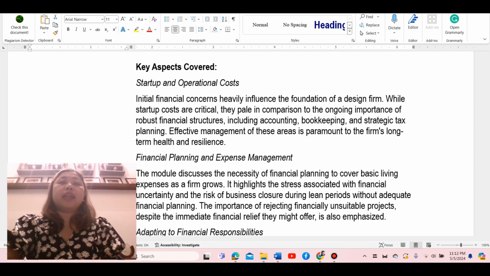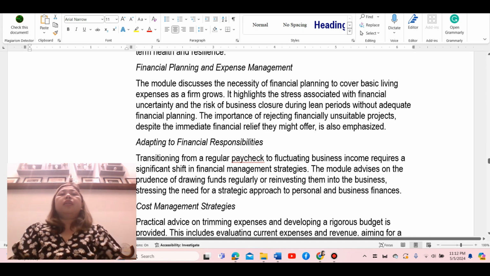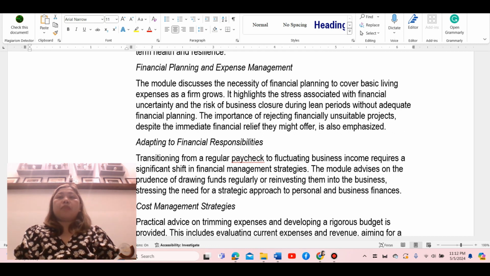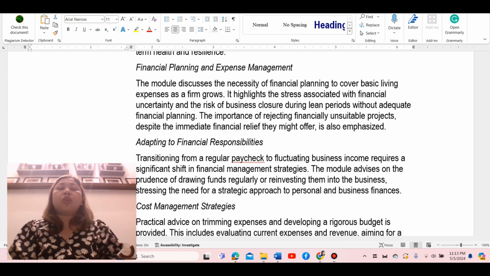Second, financial planning and expense management. The module discusses the necessity of financial planning to cover basic living expenses as a firm grows. It highlights the stress associated with financial uncertainty and the risk of business closure during lean periods without adequate financial planning. The importance of rejecting financially unsuitable projects despite the immediate financial relief they might offer is also emphasized.